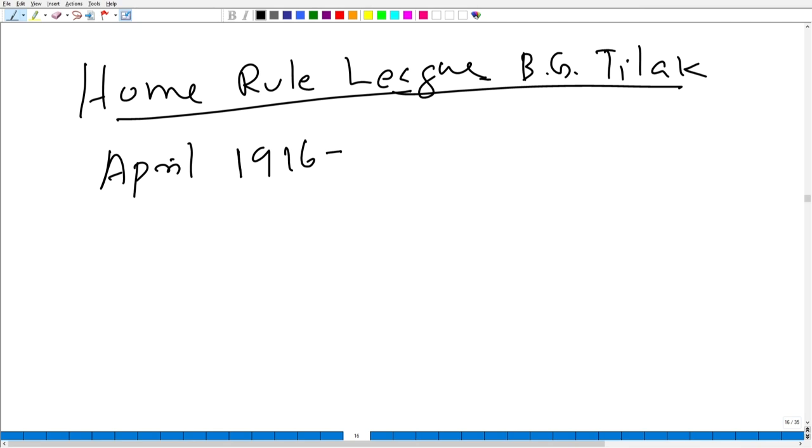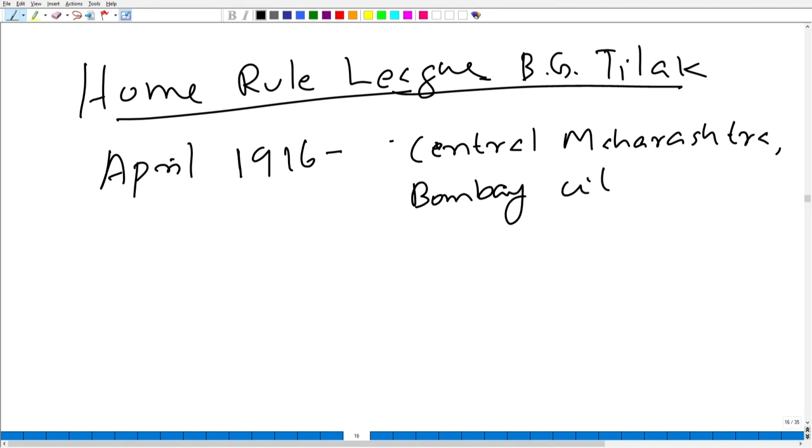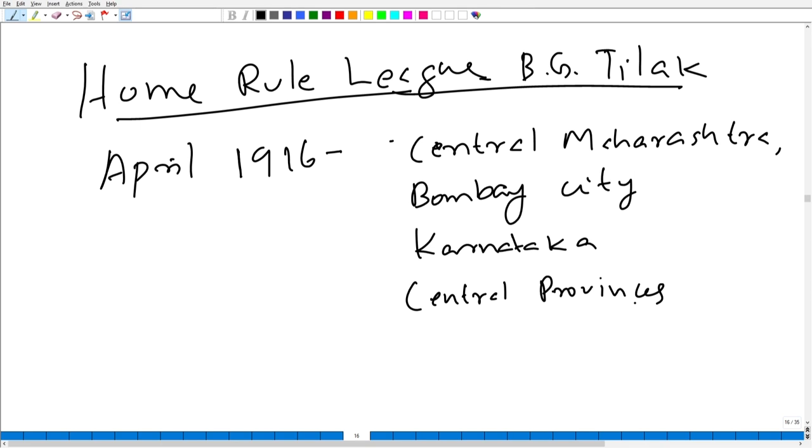The places of operation of the Home Rule League founded by Lokamanya Tilak were Central Maharashtra, Bombay City, Karnataka, Central Provinces, and Berar. The Home Rule League was founded by Lokamanya Balagangadhara Tilak in April 1916.